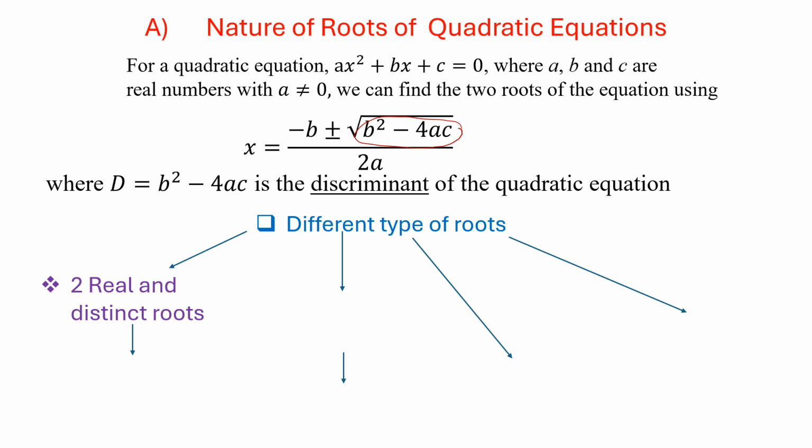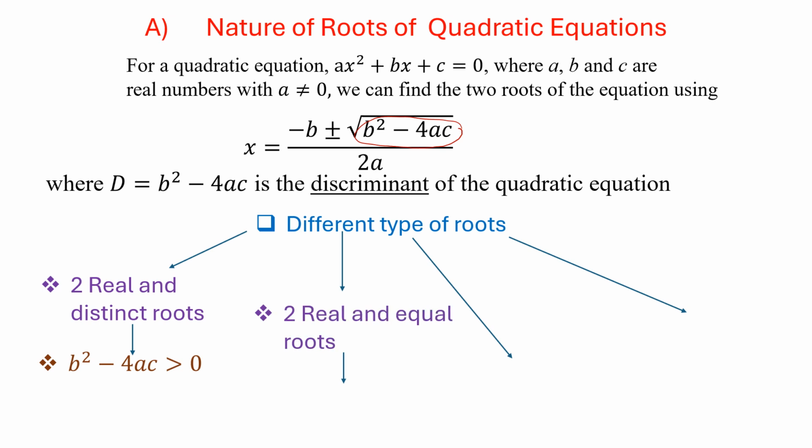meaning, for example, it could be x equals 3 or x equals negative 4. So if you have two real and distinct roots, that means the value of your discriminant has to be more than 0. Then it is possible to get two different values for x. So two different values for x means you have two real and distinct roots.